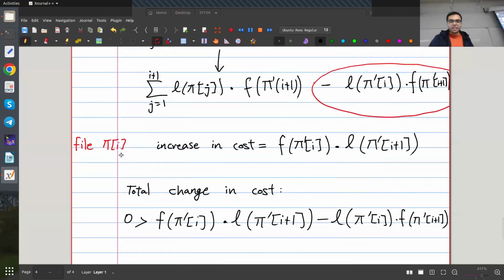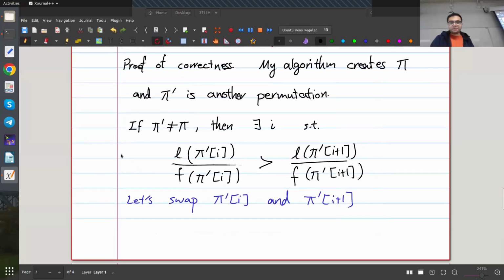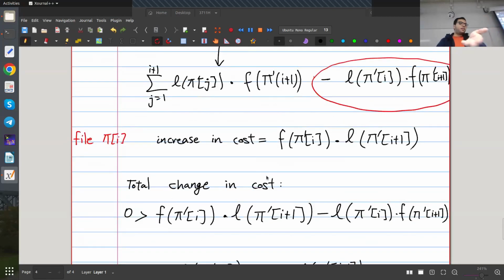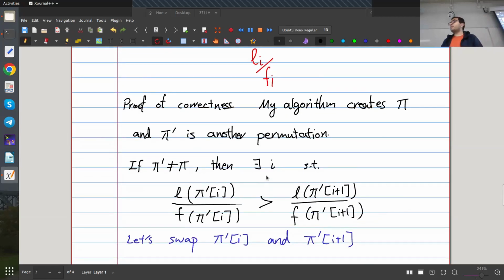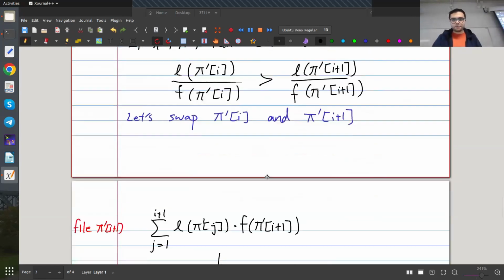Now, here's the thing. This argument also works if they were equal. If these ratios were equal, I could also swap. The only difference is that the cost just doesn't change. So my correctness argument works even if I have repeated values in these ratios. I don't have to say that every file has a distinct ratio.